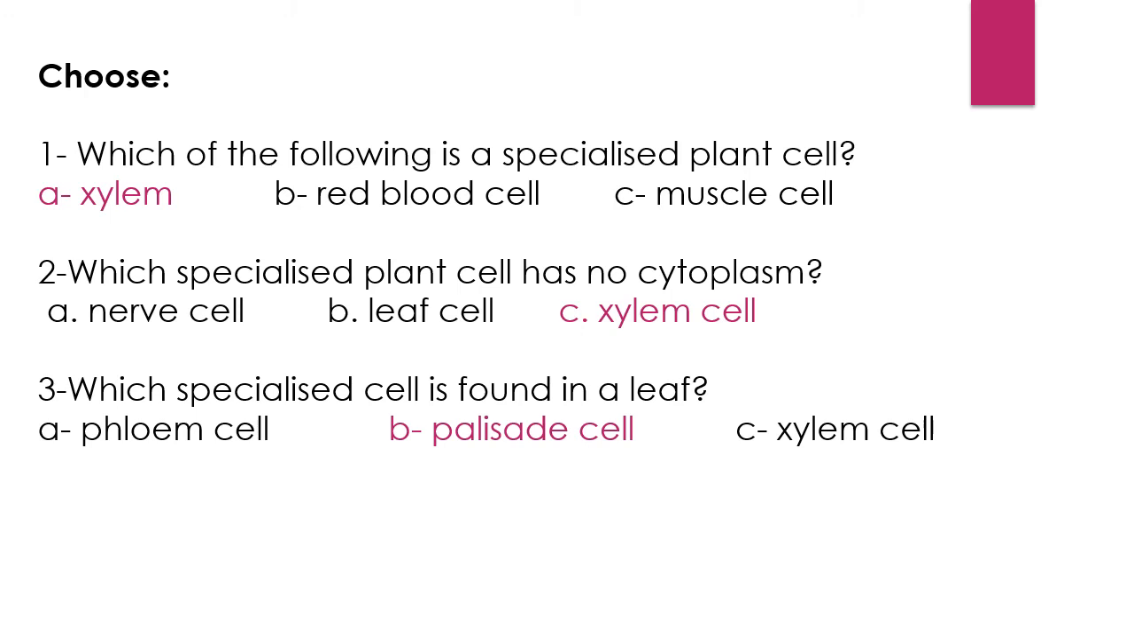Which of the following is a specialized plant cell? Of course, xylem. It's not red blood cell for animal, and muscle cell also for an animal. Which specialized plant cell has no cytoplasm? It's also xylem cell. Which specialized cell is found in a leaf? A palisade cell, to absorb sunlight.